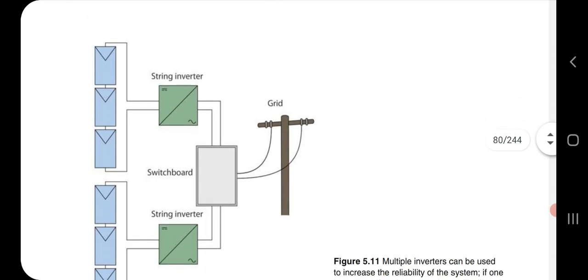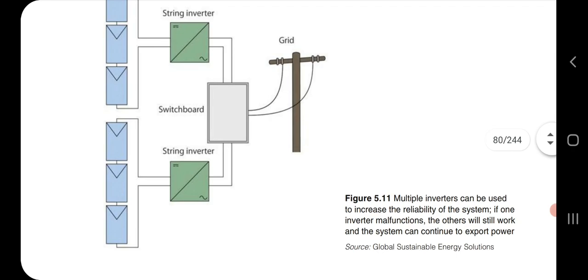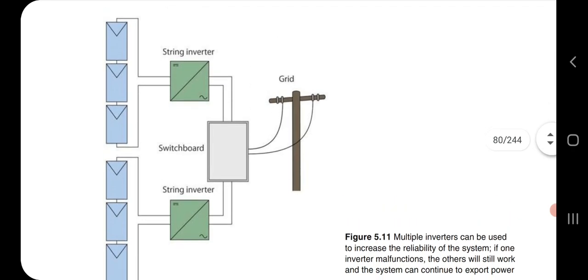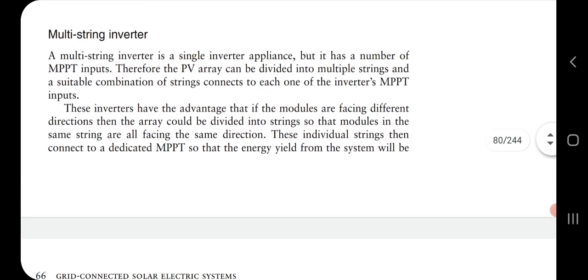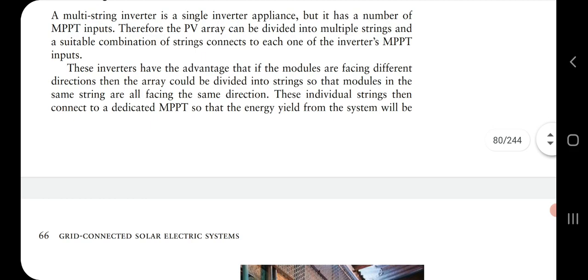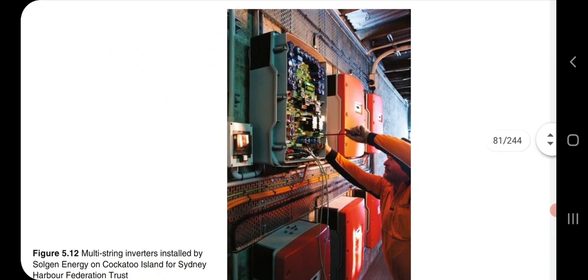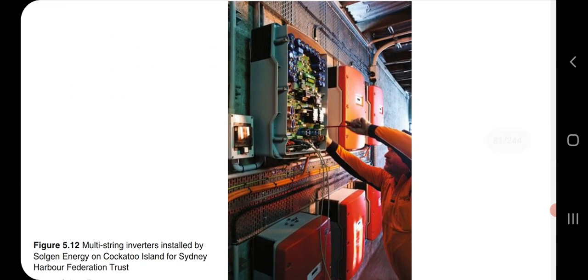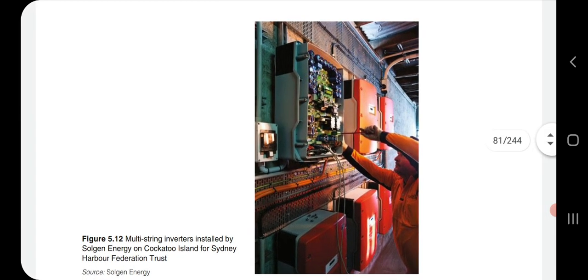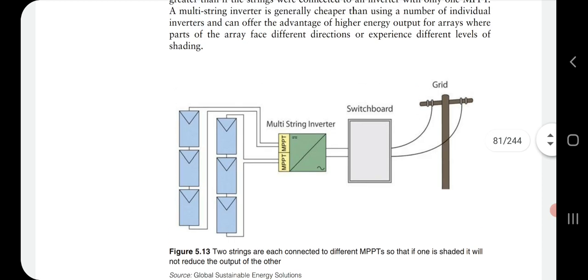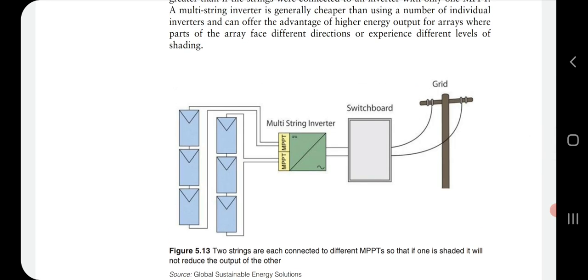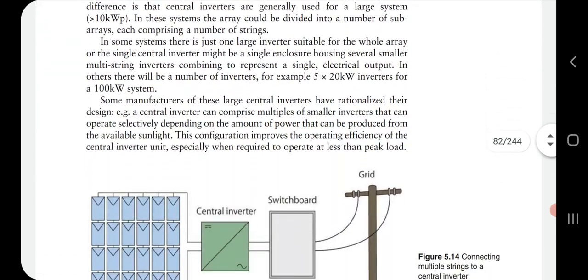Here also you can see multiple inverters can be used. Multiple string inverters are being used. They use one MPPT for 40%. This is how they use multiple string inverters, and here there are two strings. You can see the two strings and multiple string inverters used for this purpose.